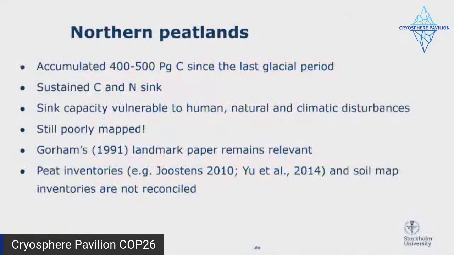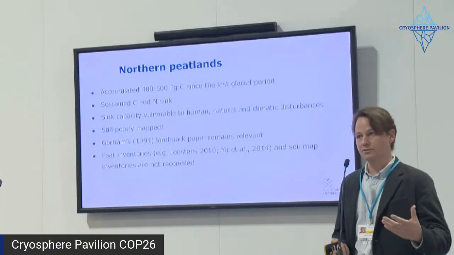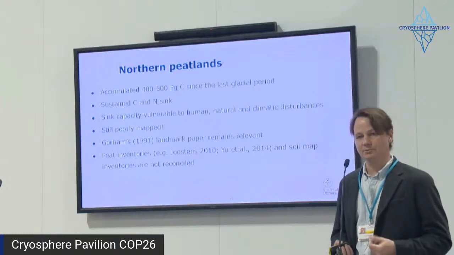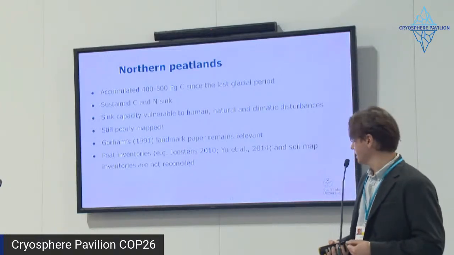Another thing that is relevant is that there are different ways that people have studied or quantified Northern peatlands. One of those is peat inventories, which are basically tables that summarize how much peat, how much drained peat, and so on there is in each country of the world. This is also similar to what is being reported to the UNFCCC and what is being used to keep track of countries' peatlands and peatland emissions.